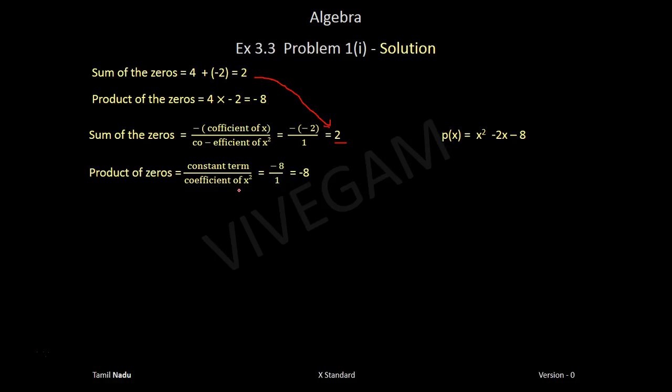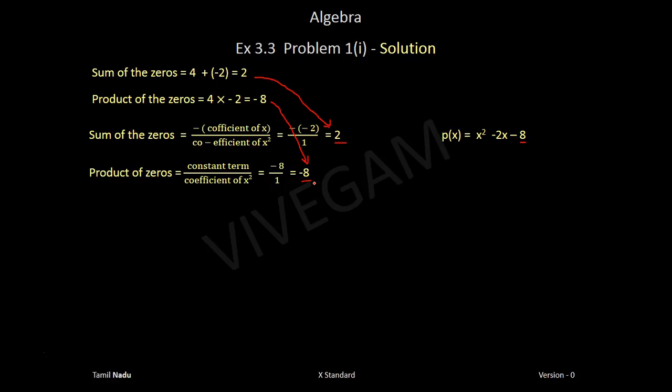Next, product of the zeros is constant term by coefficient of x square. What is the constant term? It is 8. Coefficient of x square is 1. So the constant is minus 8. So minus 8 divided by 1, that is minus 8. And what is the product of the zeros? Here it is minus 8. So the relationship is also proved.